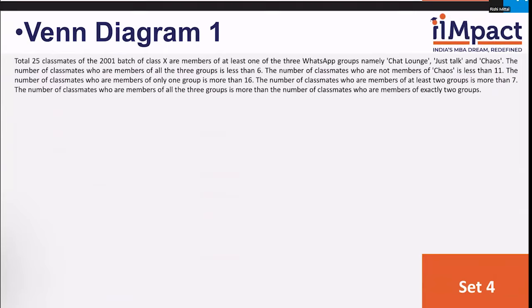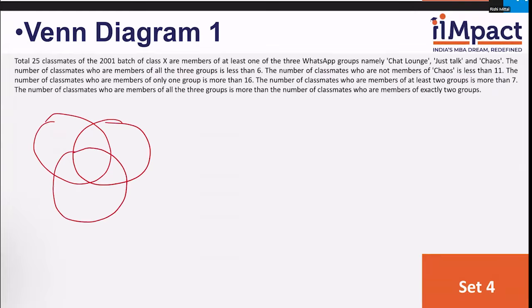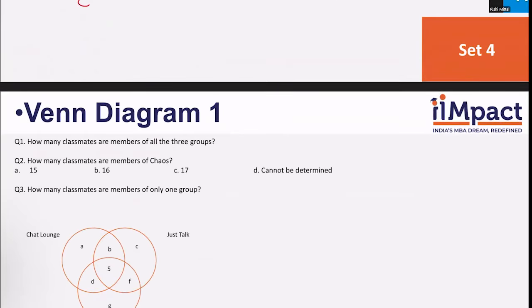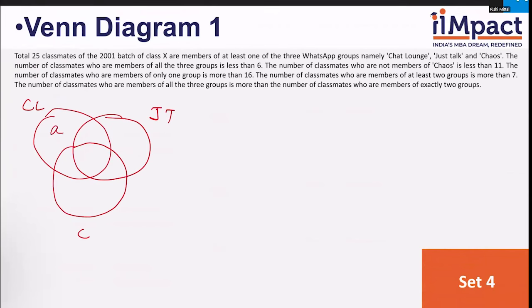So let's make our diagram quickly. Please pardon my drawing, I know it's not that good. So let's say I have Chat Lounge, I have Just Talk, and I have Chaos, right? That's the numbers I've taken: A, B, C, D, E, F, and G. And we already know H is 0, so I'll not take H. Okay. Now, what do I have?